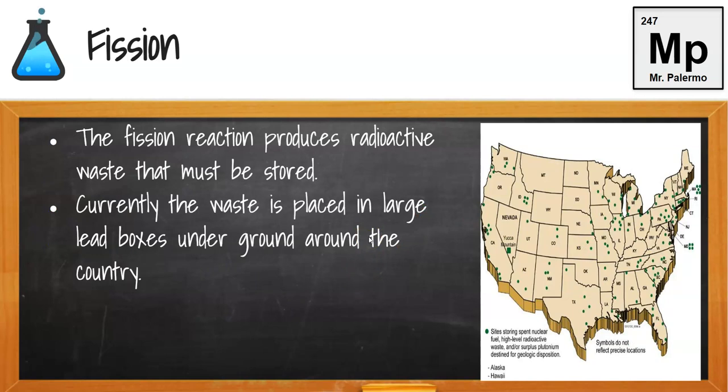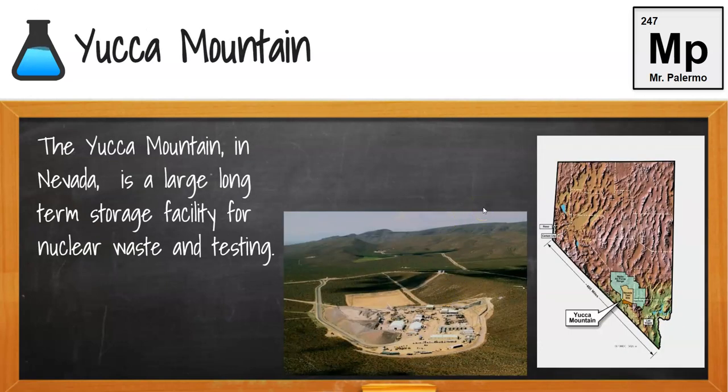The other challenge is, what do we do with all this radioactive waste? It must be stored. So what we do is we place it in lead boxes and store it underground in these sites throughout the country. One such site is Yucca Mountain, which is located in Nevada. This is a large long-term storage facility for this spent nuclear waste as well as nuclear testing.